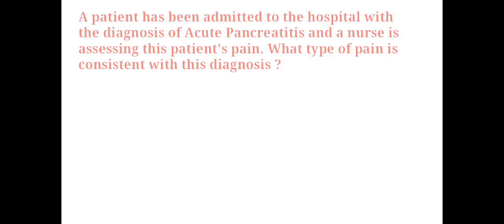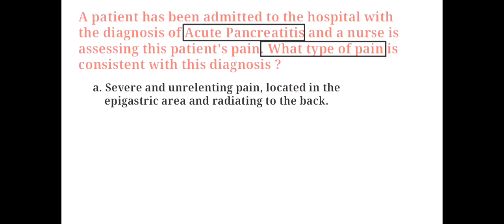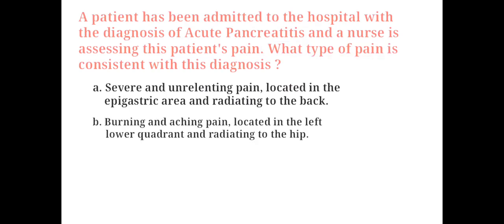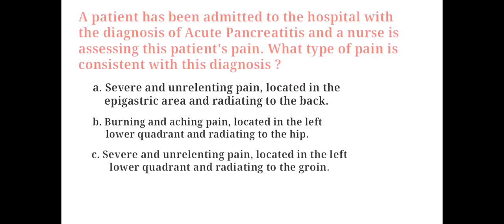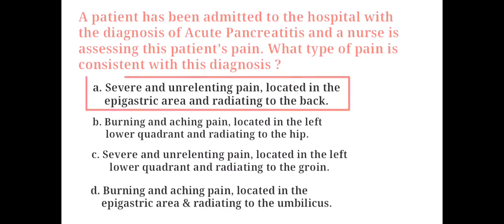A patient has been admitted to the hospital with the diagnosis of acute pancreatitis, and a nurse is assessing this patient's pain. What type of pain is consistent with this diagnosis? A. Severe and unrelenting pain located in the epigastric area and radiating to the back. B. Burning and aching pain located in the left lower quadrant and radiating to the hip. C. Severe and unrelenting pain located in the left lower quadrant and radiating to the groin. D. Burning and aching pain located in the epigastric area and radiating to the umbilicus. And the correct answer is A. Severe and unrelenting pain located in the epigastric area and radiating to the back.